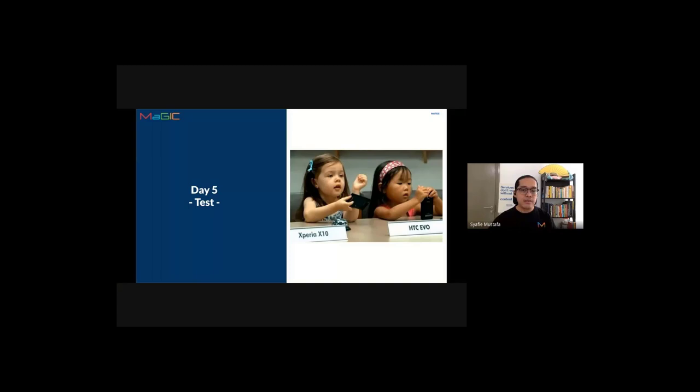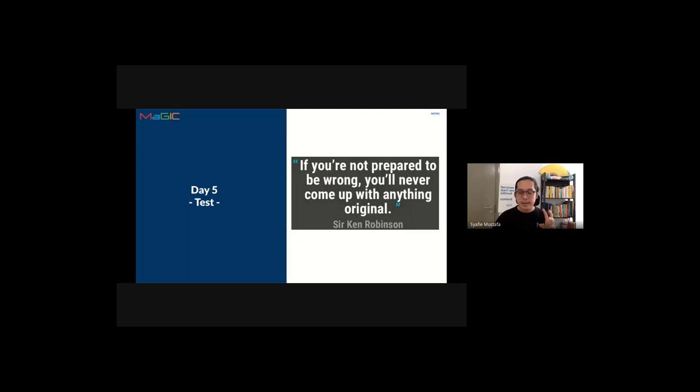And then you repeat the process again. Either you go back to ideation or you go back to prototyping. If you go back to ideation, it means the prototype, or the whole premise of your problem statement or your how might we questions, are the wrong ones, right? So I would like to quote this: if you're not prepared to be wrong, you'll never come up with anything original. Sir Ken Robinson is a very good educationist.